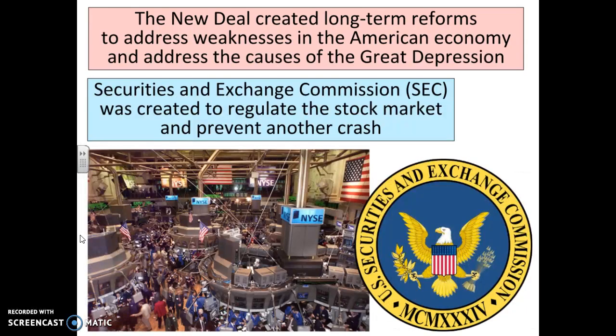And with this, we have more programs put in place to recover, to provide relief moving forward, and to try to prevent future stock market crashes like that of 1929. There are certain regulations with the Securities and Exchange Commission, which puts regulations on the stock market to ensure certain trade practices that would allow for another stock market crash are not taking place.